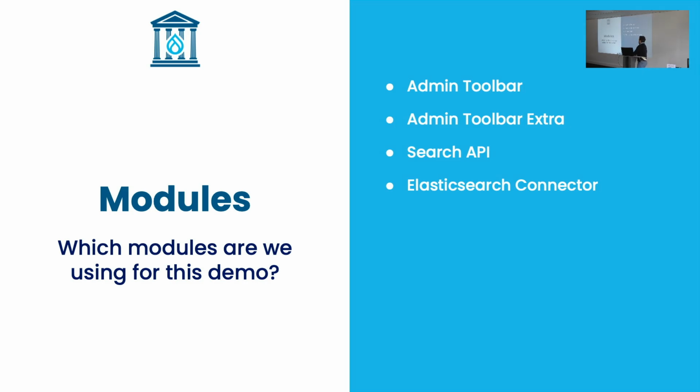The modules that we will use for this demo are Admin Toolbar Extra. For me, I cannot start a project without these two. If I don't see the dropdowns in the menu, I feel something has gone wrong. The Search API, of course, and the Elasticsearch Connector. These are the main modules that we will be based upon.